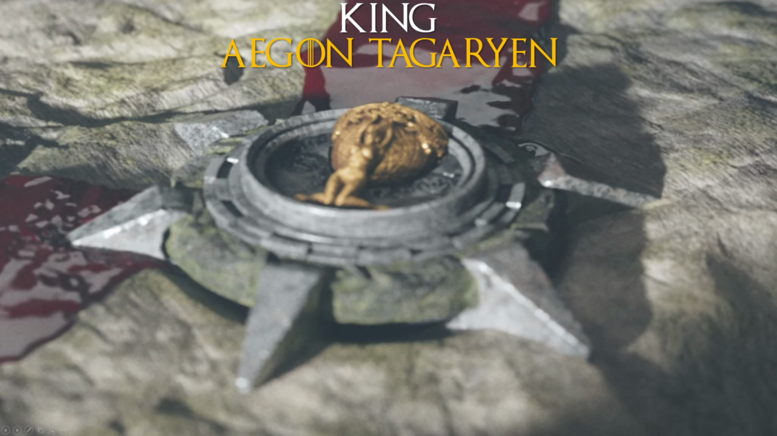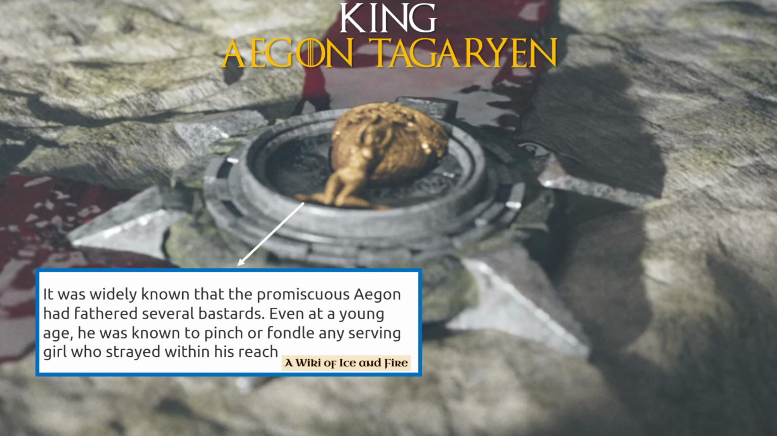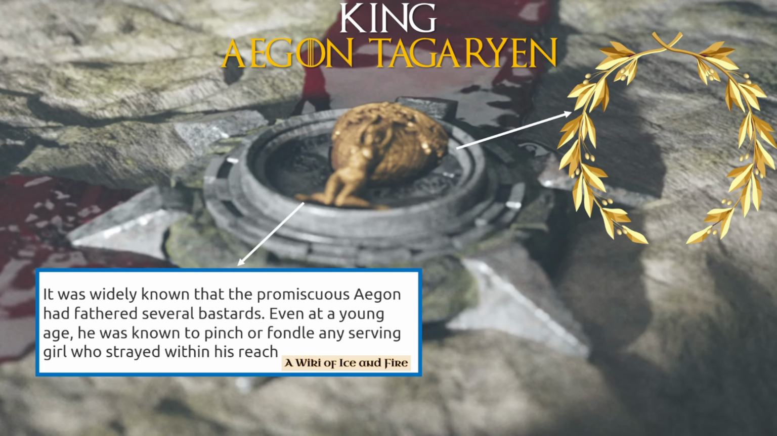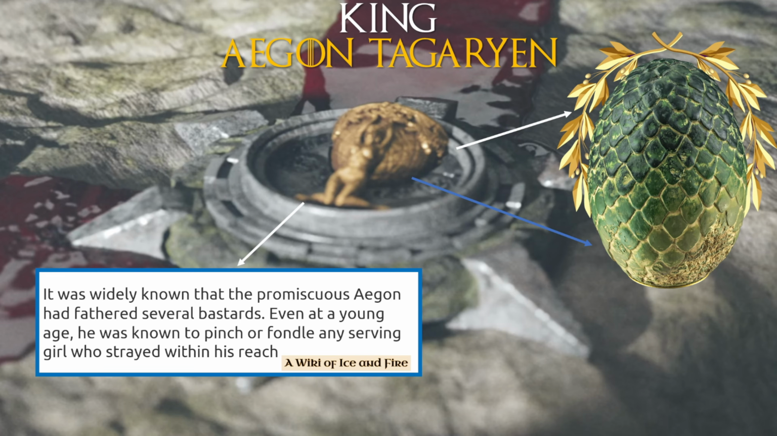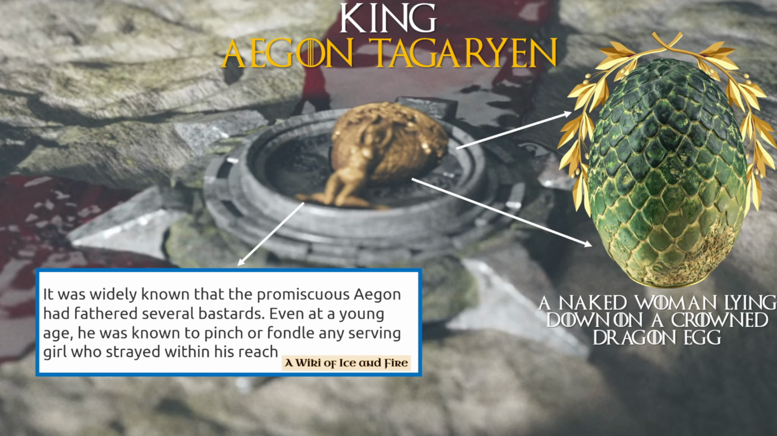King Aegon Targaryen, second of his name, seems to have a naked woman lying front and center of his emblem. It was widely known that the promiscuous Aegon had fathered several bastards. Even at a young age, he was known to pinch or fondle any servant girl who strayed within his reach. We also notice a golden laurel crown on top of what seems to be a dragon egg, meaning that King Aegon's emblem is a naked woman lying down on a crowned dragon egg.